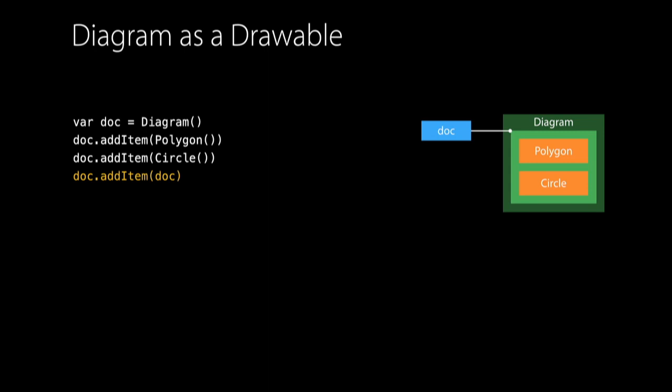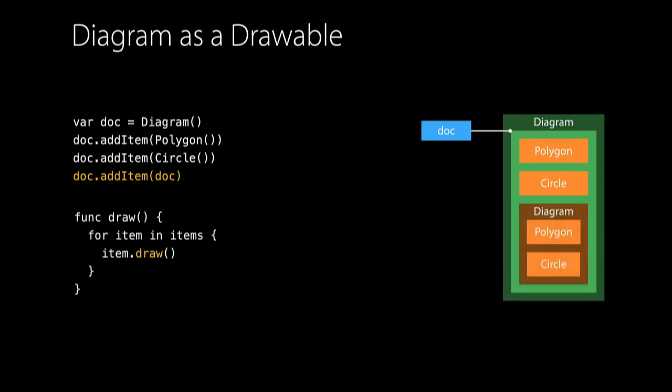Now, if this were reference semantics, let's look at the draw method. This would infinitely recurse, right? As I call draw on my diagram, it's going to go through the list of items and find itself in that list. And so it's going to call draw again and infinitely recurse. But we are using values. So instead of the doc being added to my diagram, it's a completely separate, distinct instance because it's a value. So there is no infinite recursion. I just get two polygons and two circles drawn.